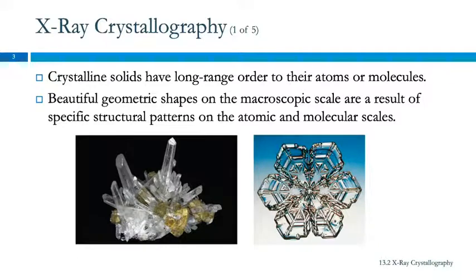Crystalline solids have a long-range order to their atoms or molecules, and the result of this is that we see these beautiful geometric shapes. We see crystals like this. This reminds me of Superman's hideout right up by the North Pole. This is a snowflake, and the beautiful shapes of a snowflake are caused by the crystalline structure of solid water. How do we find out what that crystal structure is?